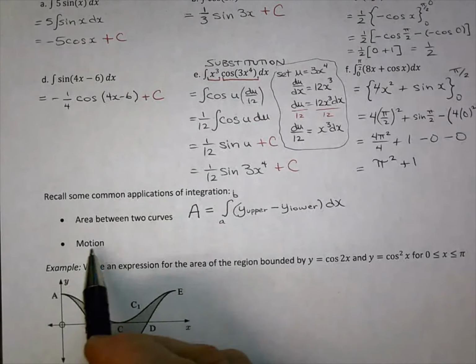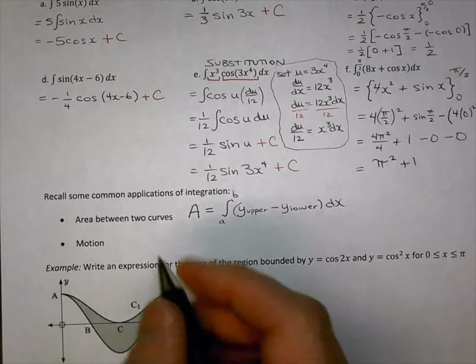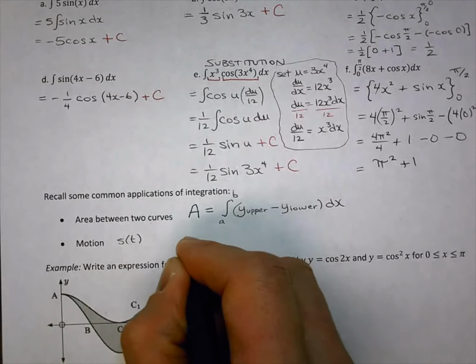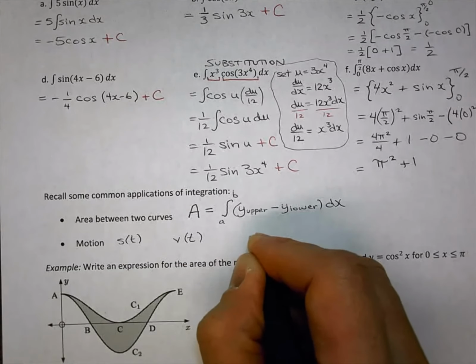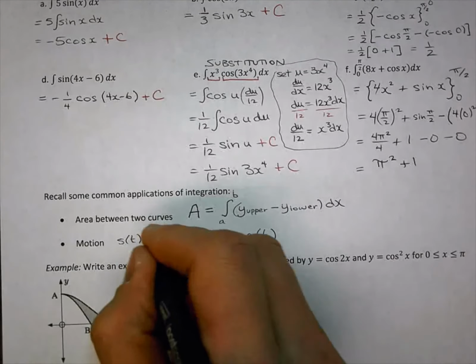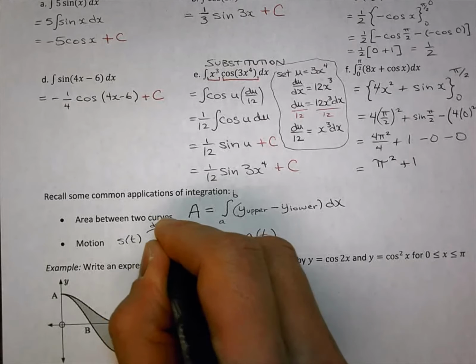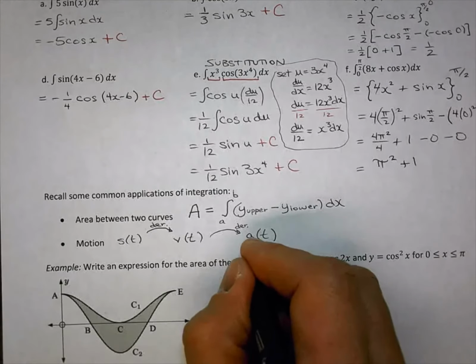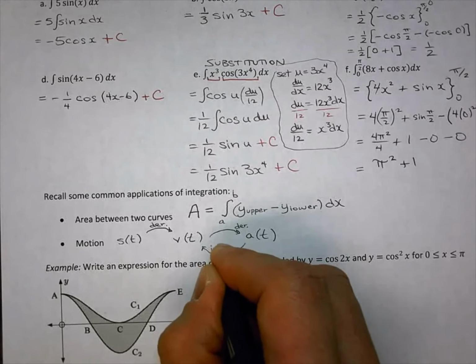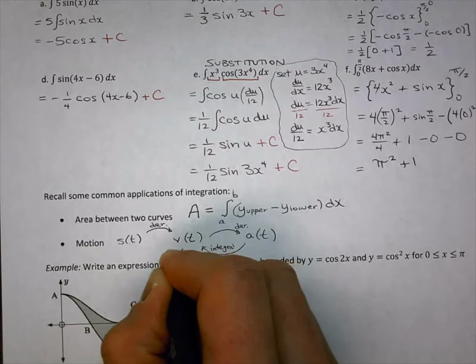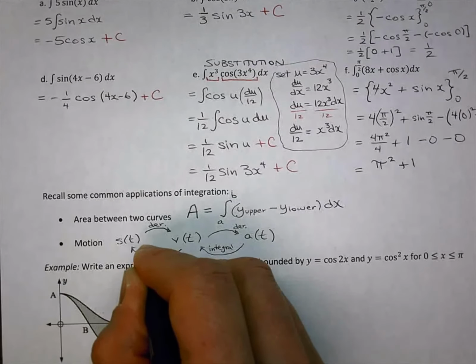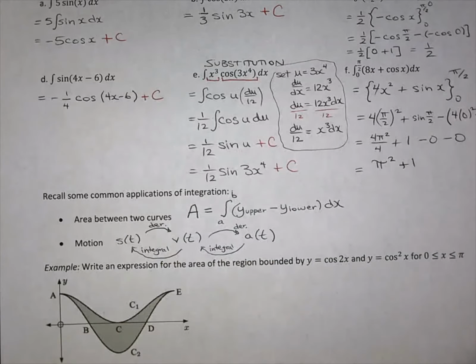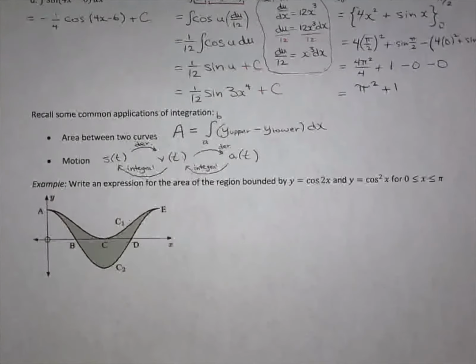And then the other application we just dealt with is motion. Just to quickly write this again, we have displacement, velocity, and acceleration. If you take the derivative, you can go from displacement to velocity, then velocity to acceleration. If you want to go backwards, you have to take the integral. So that's another application. Okay, now let's do some of those application examples.